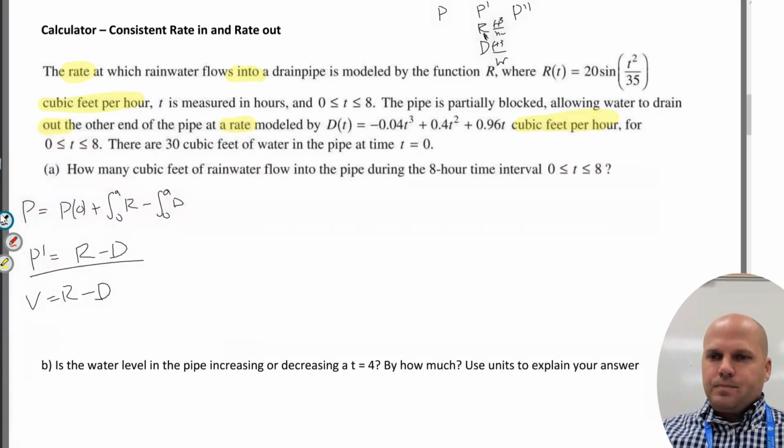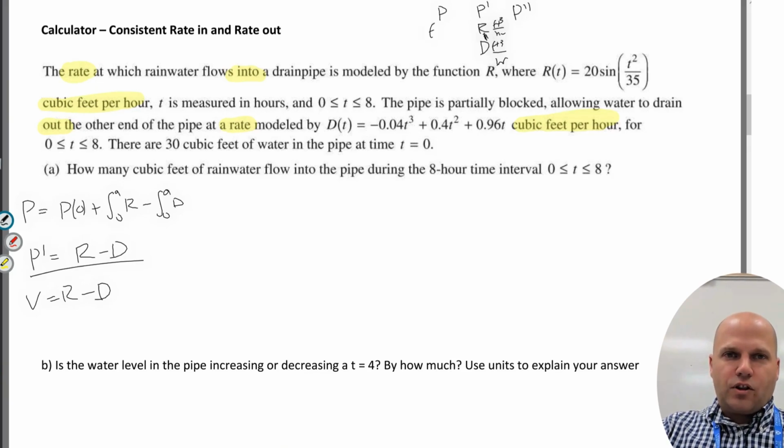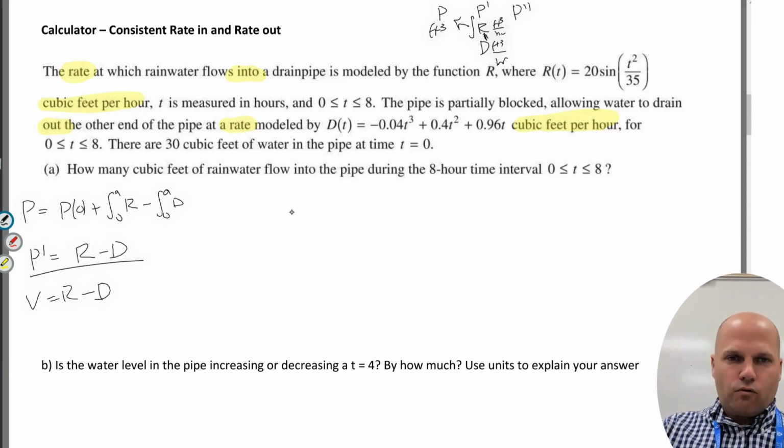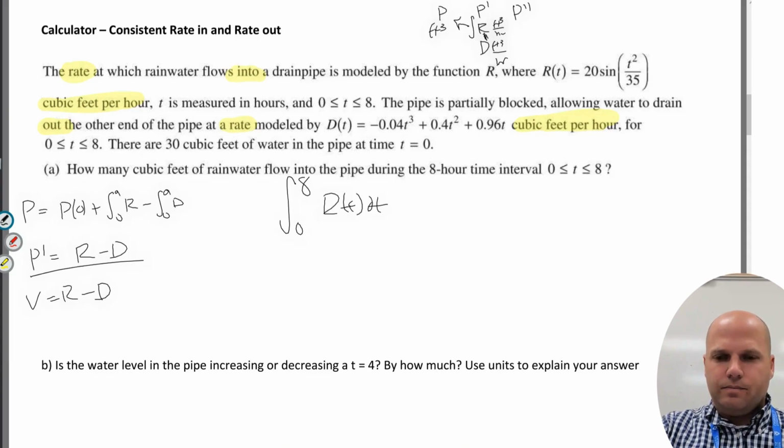All right. But be careful. You might not always be using P prime, R minus D the entire time. For example, part A says how many cubic feet of rainwater flow into the pipe. Since you want the total in, you want the cubic feet in, you're going to have to accumulate R to get the total in. You don't plug in 8 into R. 8 plugged into R would give you your cubic feet per hour, how your total in is changing, or the rate at which it's flowing in. So I'm just going to accumulate from 0 to 8 R. And that tells me the total amount in.